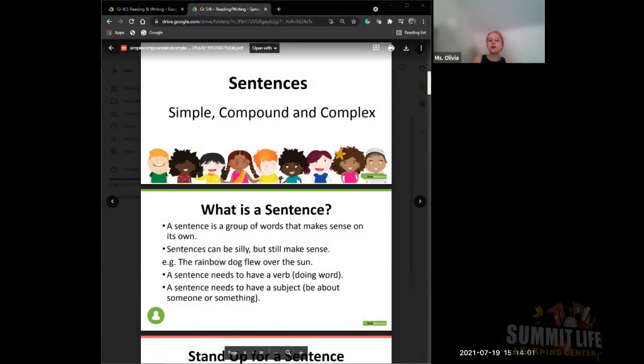Sentences, what we're talking about right now. Okay, we have sentences that are simple, sentences that are compound, and sentences that are complex.